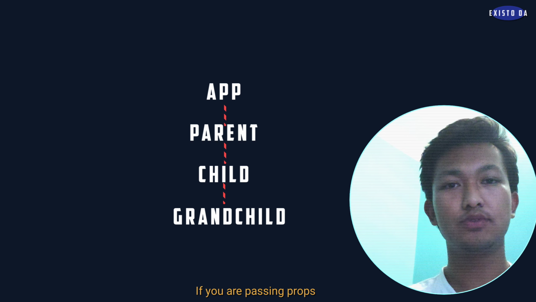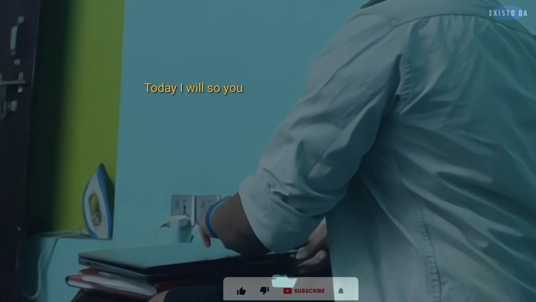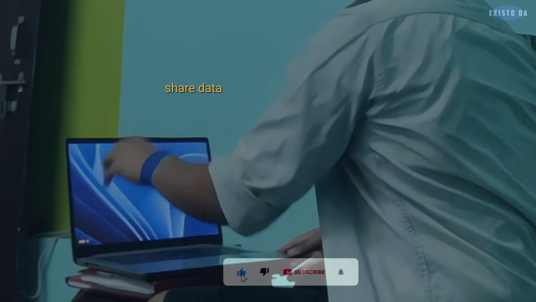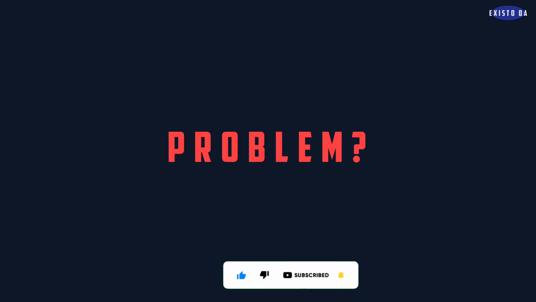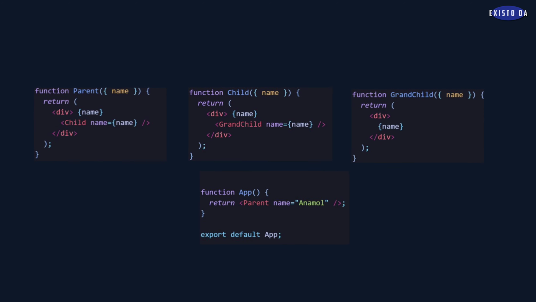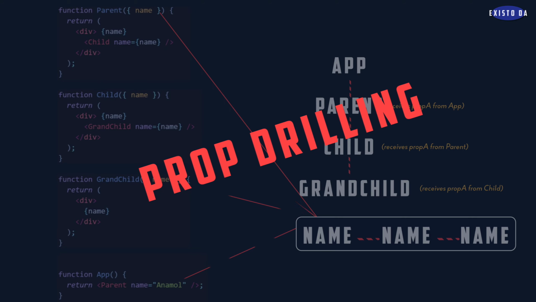If you are passing props through multiple components like this, then you are doing unnecessary work. Today I'll show you how professional React apps share data without prop drilling using useContext. Firstly, let's understand the problem. We are passing the same data through every component, even if they don't use it. This is called prop drilling.